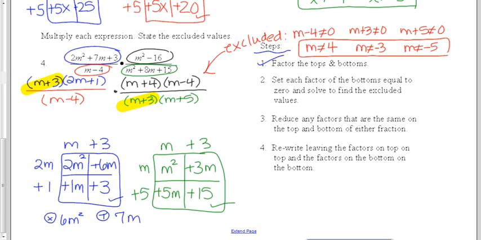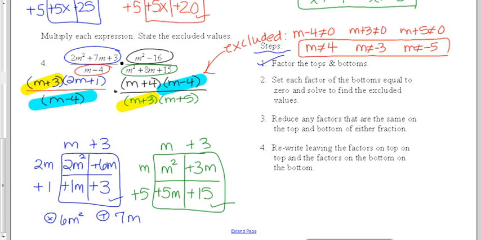I've got a 2m plus 1 on top. I don't have any of them on bottom. I have an m plus 4 on top and none of them on the bottom. But I also have an m minus 4 on the top and I have an m minus 4 on the bottom, so I can reduce those out as well. So I've reduced what I could.